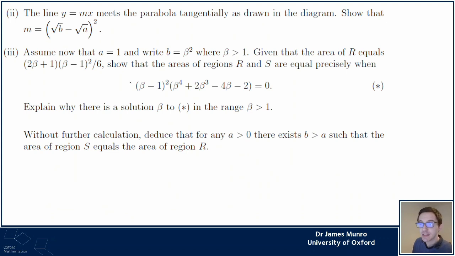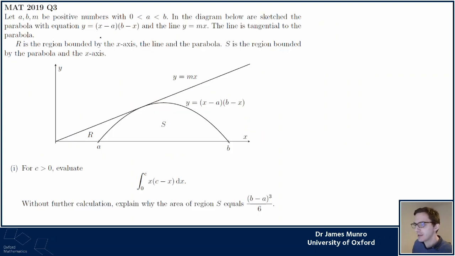Part 2 tells us that this line y equals mx meets the parabola tangentially, as shown in the diagram. We're asked to find the value of m, which we're going to show is root b minus root a, squared. I think the best way to show that two things are tangent is to show that there's a repeated root between them. If they're polynomials, then you can find things like repeated roots. So let's write out this quadratic.